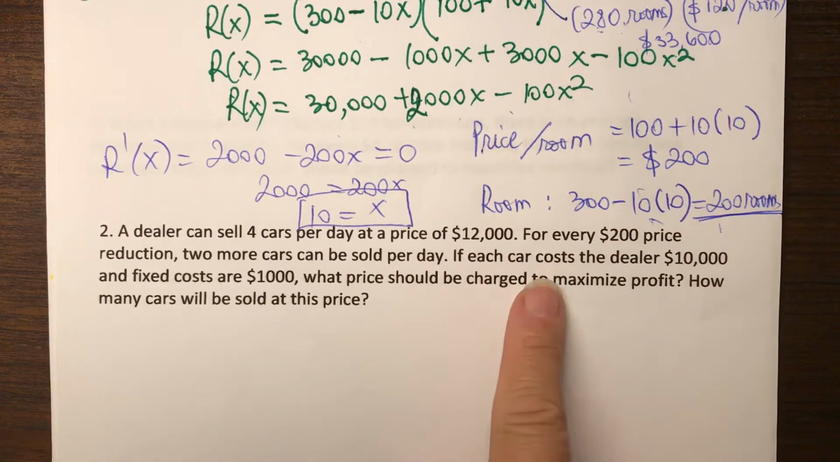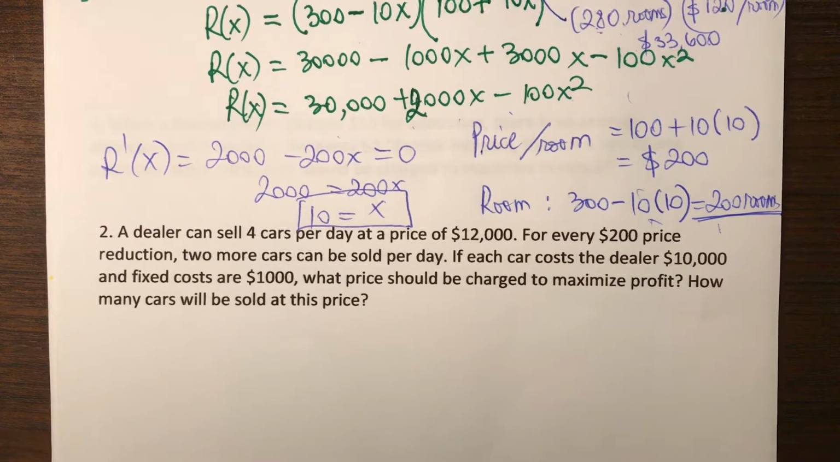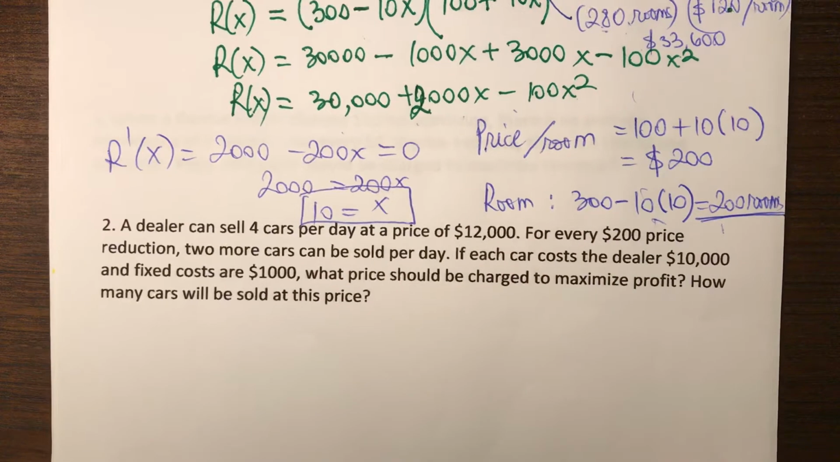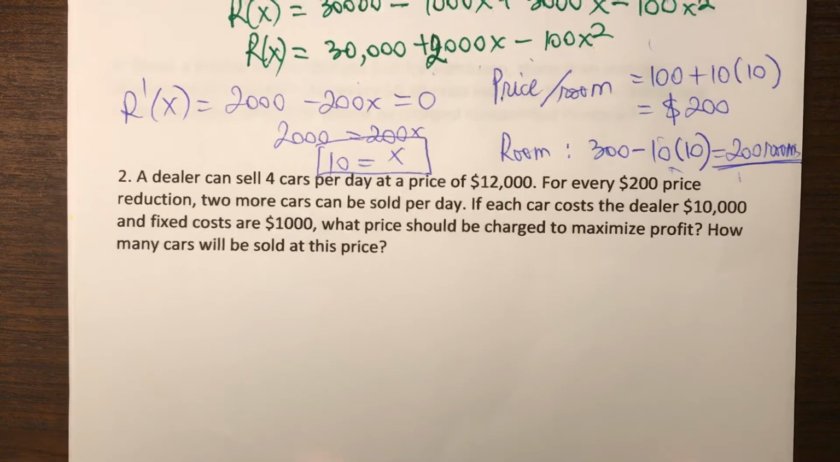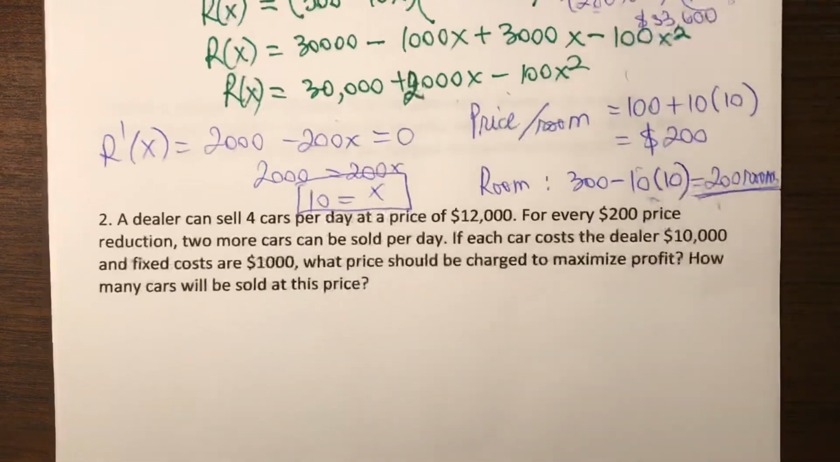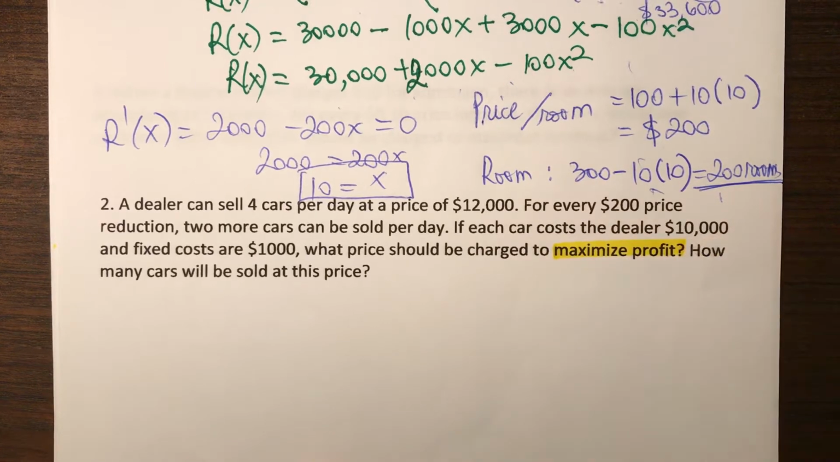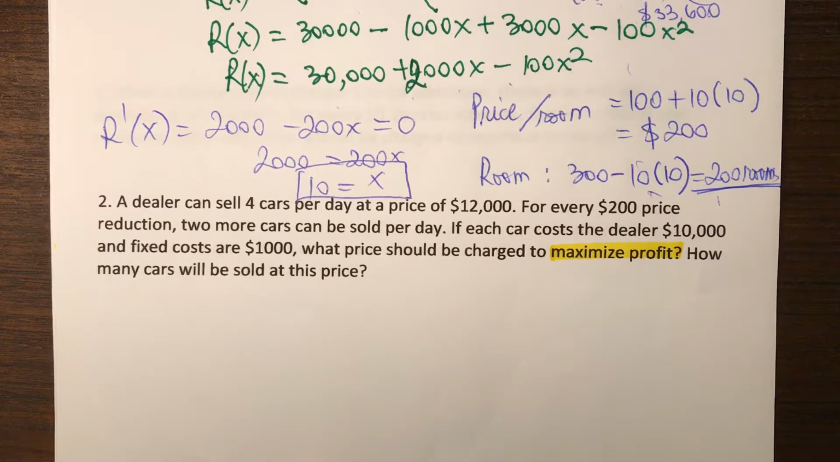Okay. If each car costs the dealer $10,000 and fixed costs are 1,000. What price should be charged in order to maximize profit? And how many cars will be sold at this price? So this time, this problem here is just about revenue. Now we are dealing with maximizing profit. What does it mean to maximize profit? Or in other words, what's profit?